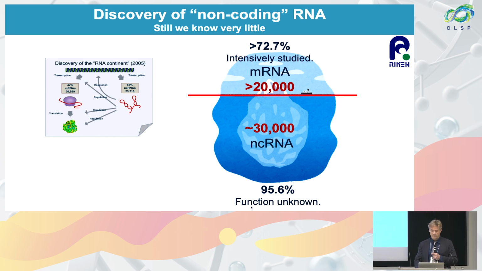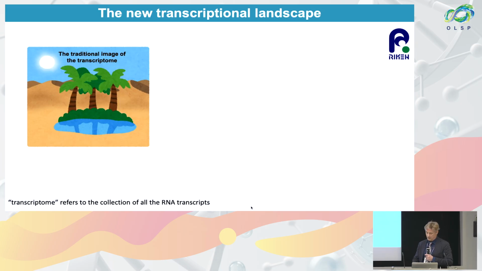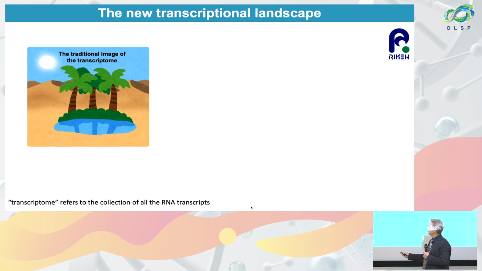But what became clear as a summary is that before this kind of transcriptome project, we expected that genes would occupy about 2% of the genome, and all the rest would be a desert between genes.